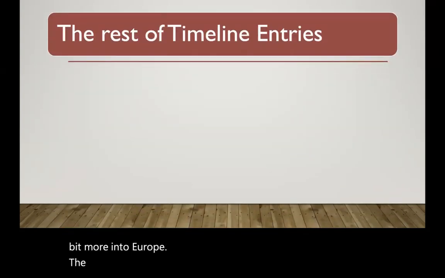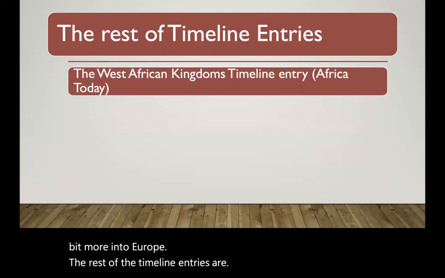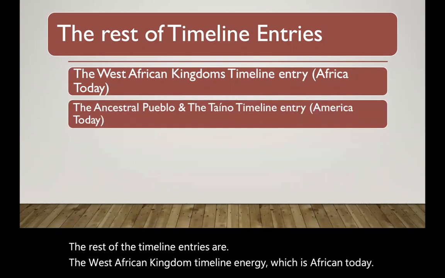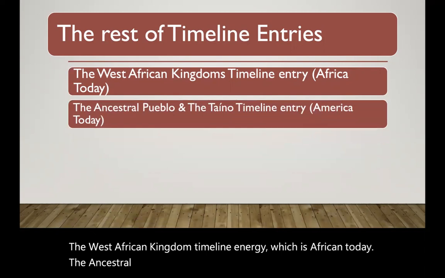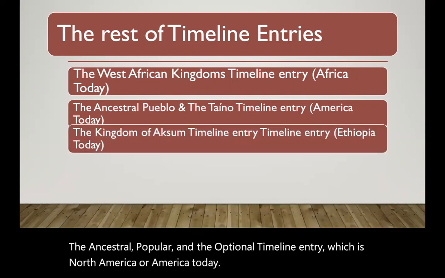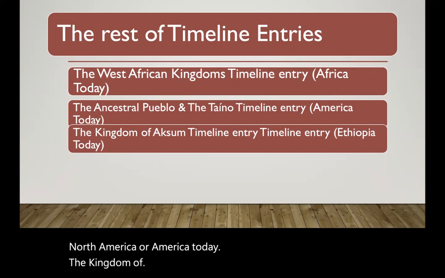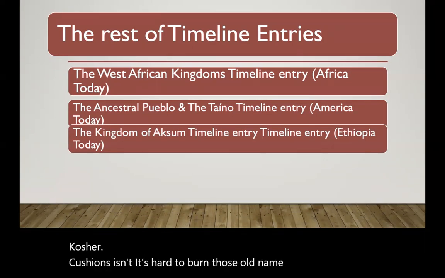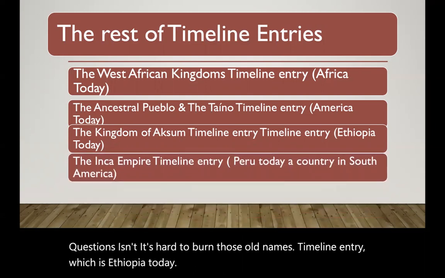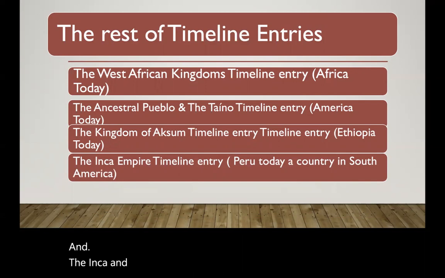The rest of the timeline entries are the West African Kingdom timeline entry, which is Africa today. The ancestral Puebloan timeline entry, which is North America today. The Kingdom of Kush, it's hard to pronounce those old names, timeline entry, which is Ethiopia today. And the Inca Empire timeline entry, which is Peru today, a country in South America.